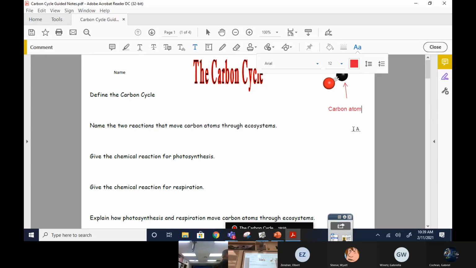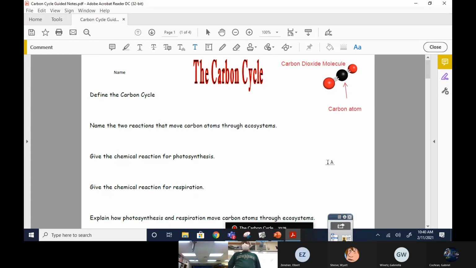So you should have 2 labels on there. One for the atom and another for the molecule. So the whole thing is a carbon dioxide molecule. This particular molecule has 3 atoms in it, 1 carbon and 2 oxygens.